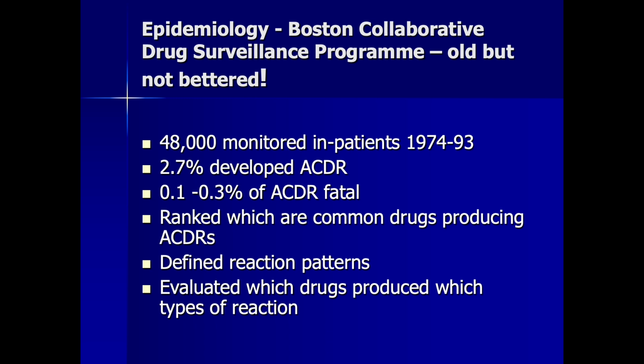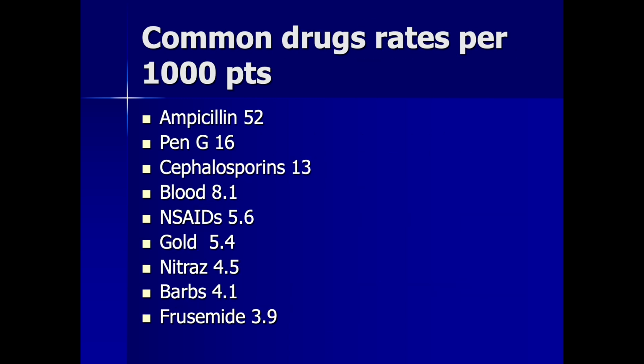very valuable data. So the data here relates to adverse cutaneous reactions only, and they found that 52 out of 1,000 patients given ampicillin developed a rash, penicillin 16, and so on. So you can see that 1 in 20 people who are given ampicillin, for example, developed a rash.